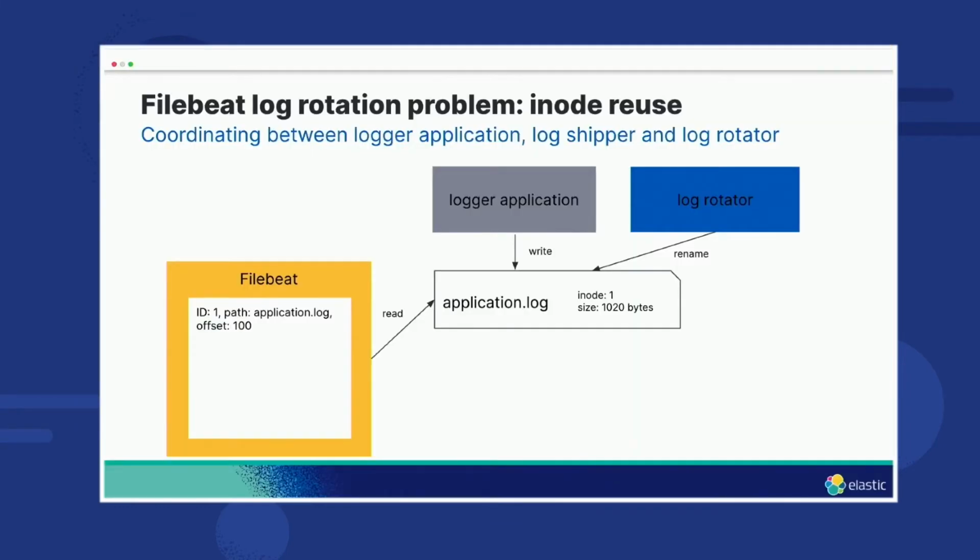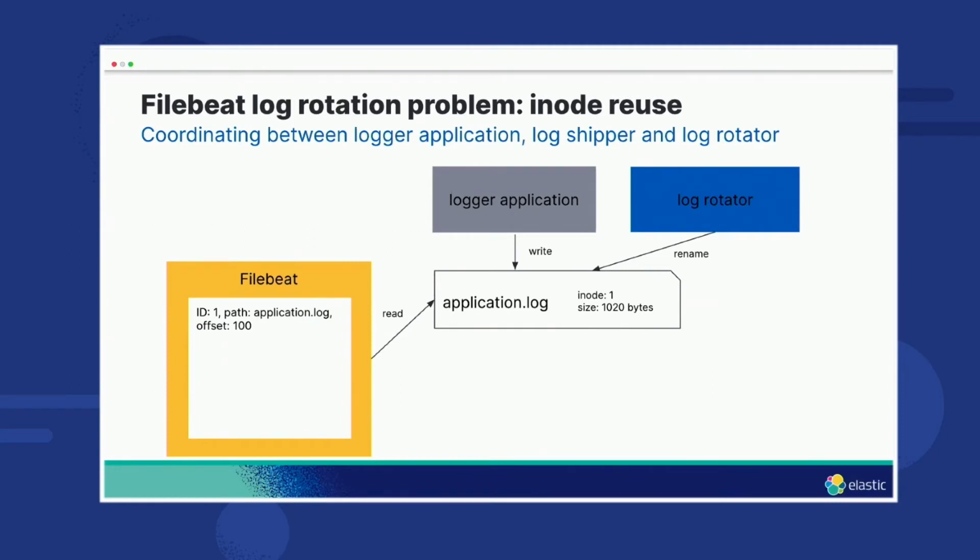The first issue I mentioned is inode reuse. We have a log file named application.log. The log rotator is archiving it after its size reaches 1024 bytes and keeps only one archive file. Currently, it has the inode of 1 and its size is 1020 bytes. Filebeat, the orange box, has saved the progress into its registry, and you can see it has shipped 100 bytes to the output.